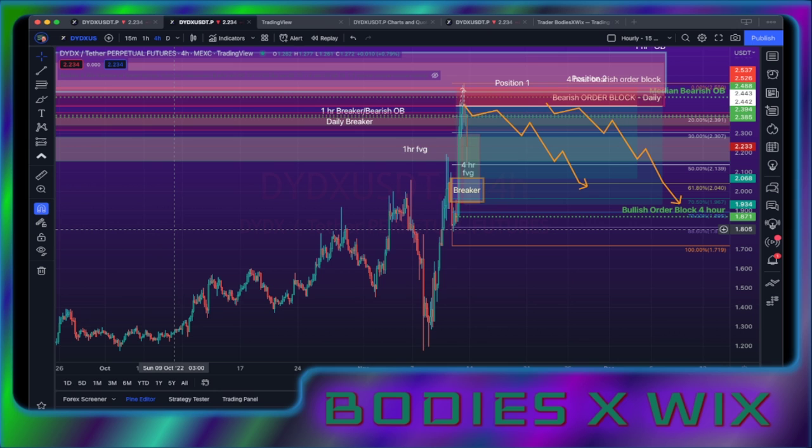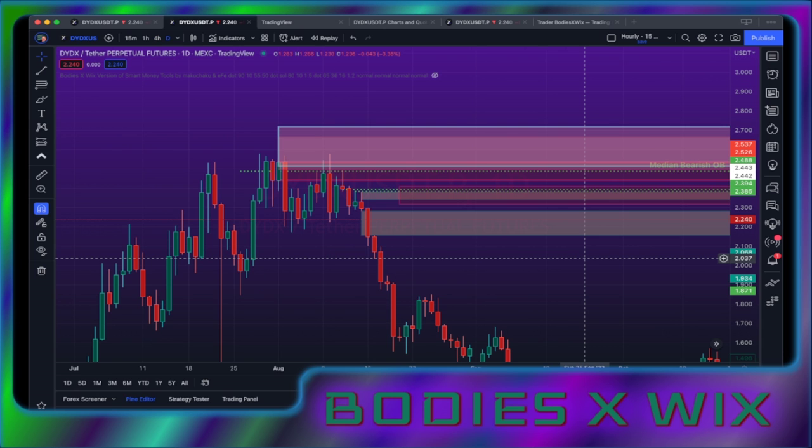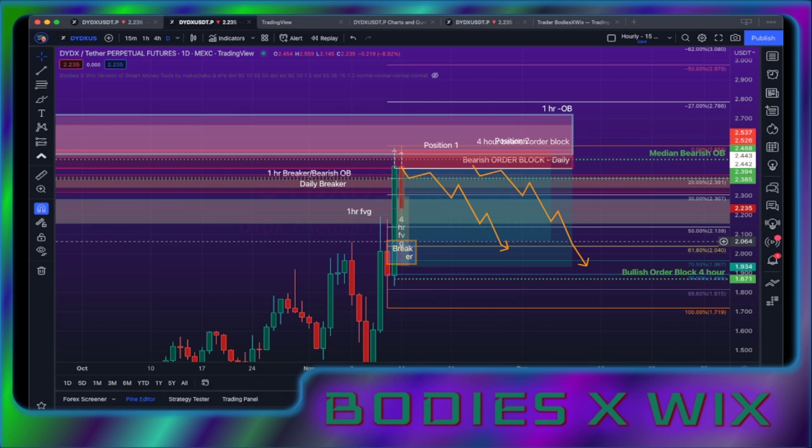And what I did was find the daily. Alright, so right now I'm on the 4 hour, right? So we go to the daily. Found the daily bearish order block. Alright, so how do you find the daily bearish order block? How did I find it? Oh yeah, it's up here. Alright, so it is this rectangle right there.